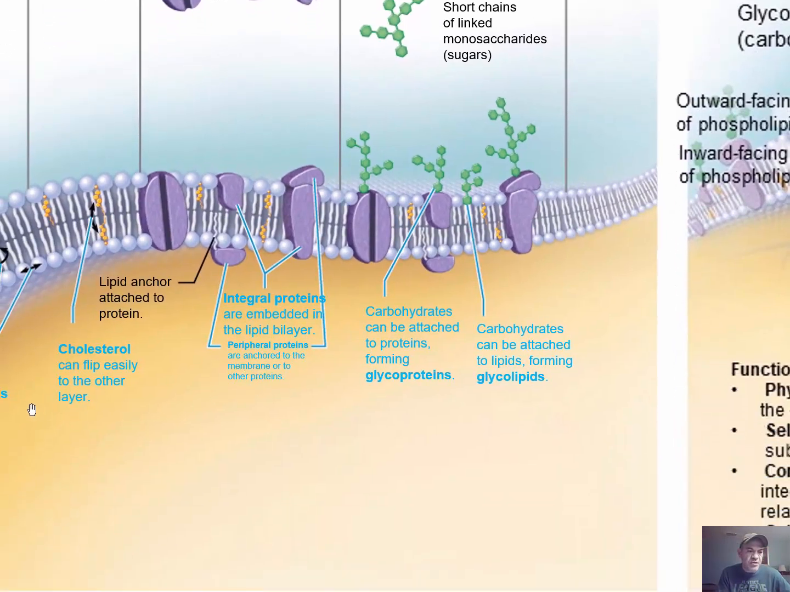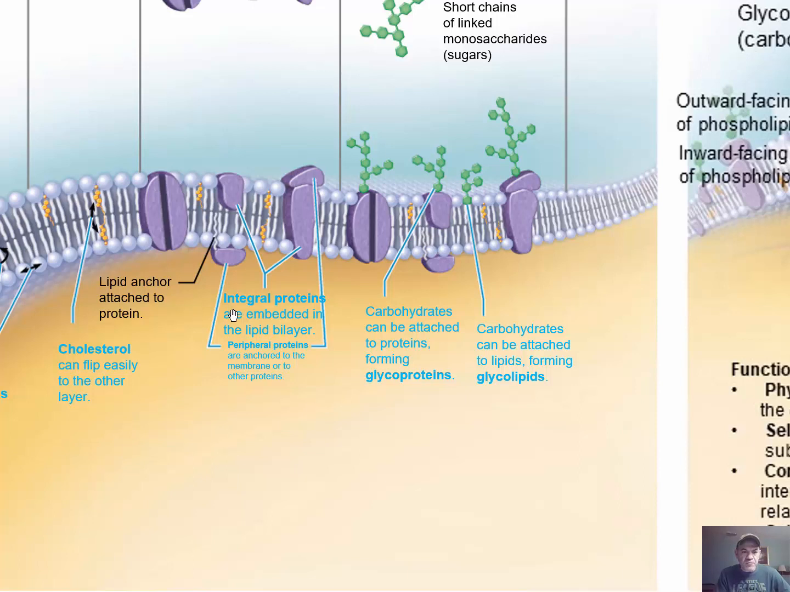So looking at the description here, we have our phospholipids that form the phospholipid bilayer, and they're capable of moving around side to side and rotating, as these arrows suggest, but flipping from one side to the other is difficult to do for an individual phospholipid. And then the yellow four-ringed molecules, those are the cholesterol, and those can move easily between the two layers.